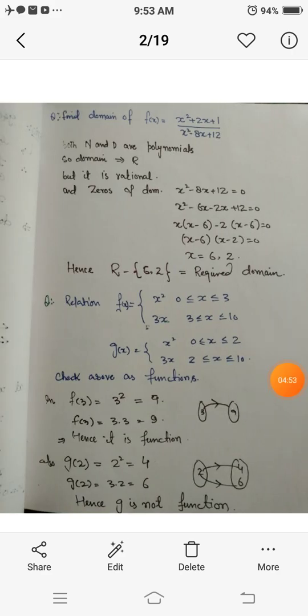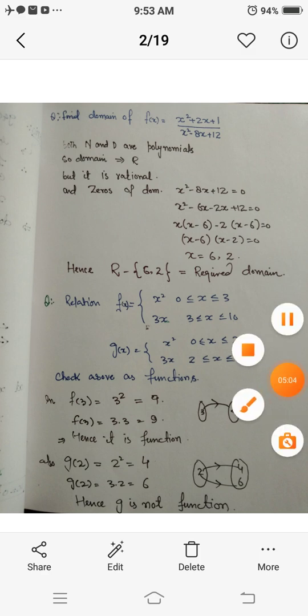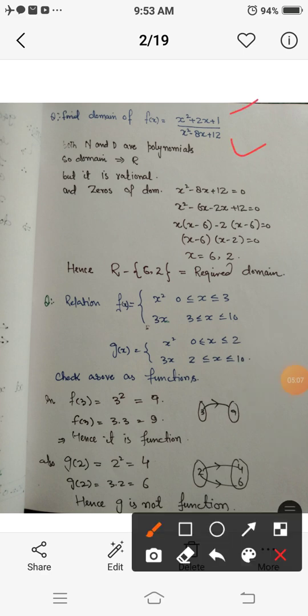Now the question is, we have to find the domain of this rational function, because here we have two polynomials, x square plus 2x plus 1, and x square minus 8x plus 12. Both are polynomials, and the given function becomes a rational function. These individual polynomials are defined over the entire set R, hence the domain of this f of x is obtained by first finding the zeros of x square minus 8x plus 12.